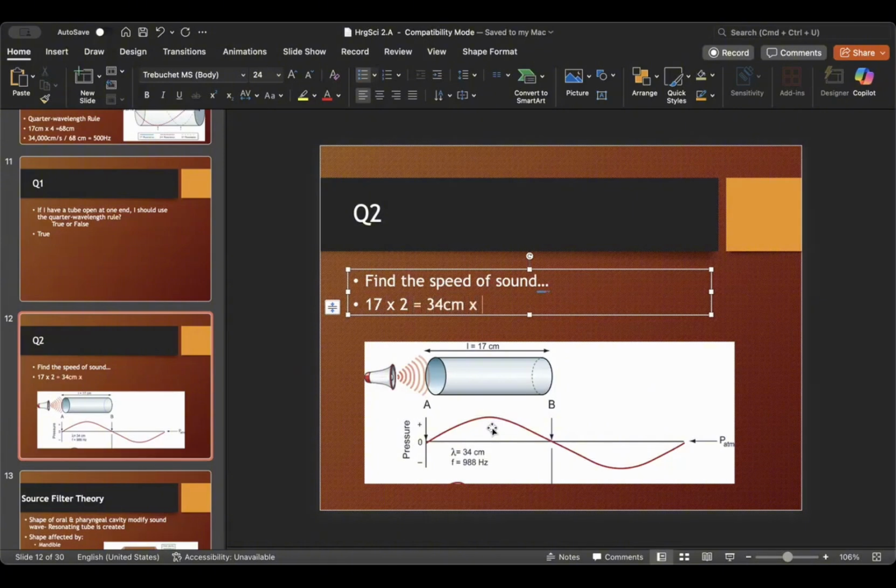And then we're going to multiply that by the resonant frequency, which is 998 hertz. That's going to give us 34 times 998. The speed of sound used for this picture is 33,932 centimeters per second, or we can also divide this by 100 and then it will be 339.32.